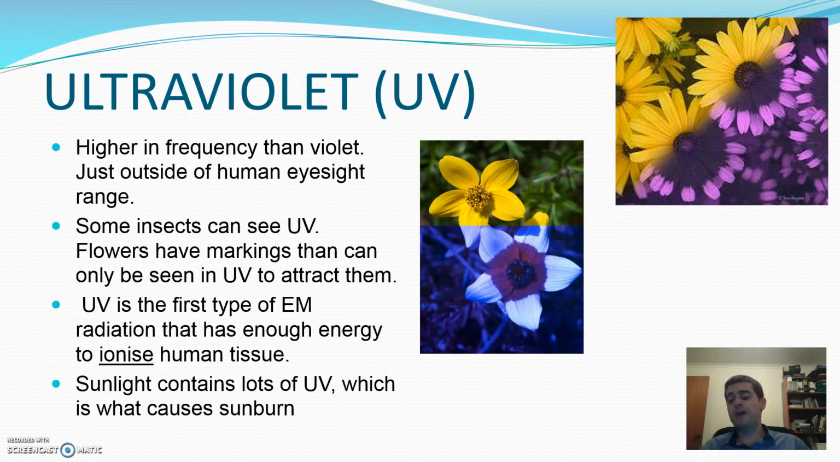Okay, so after infrared light, you've got your visible light, but we're not going to talk about that. And then after the visible light, the next thing up is what we call ultraviolet or UV light. Now UV light is higher in frequency than violet, so it's just above the range of human eyesight. But there are other animals, such as insects, that can see UV, and many flowers have markings on them that are only visible under UV light, there to attract insects, to make them stand out and make the insects more likely to land on them and collect pollen.